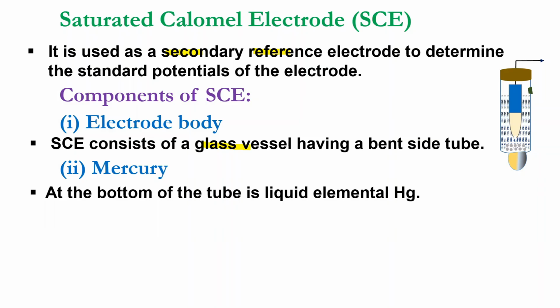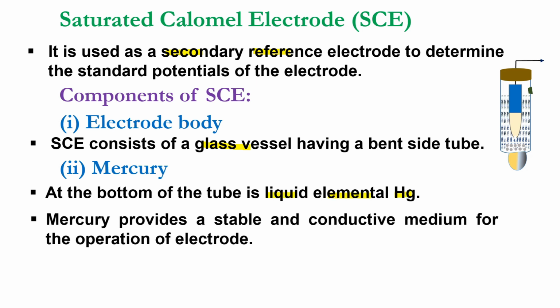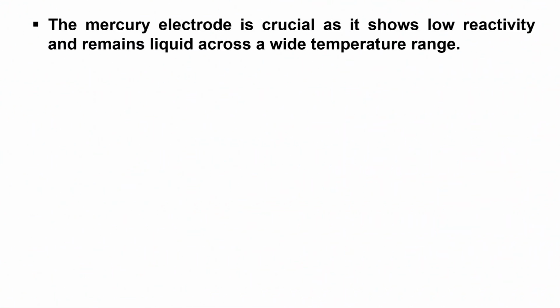Mercury. At the bottom of the tube is liquid elemental mercury. Mercury provides a stable and conductive medium for the operation of the electrode. The mercury electrode is crucial as it shows low reactivity. Mercury is low reactive and remains liquid across a wide temperature range.